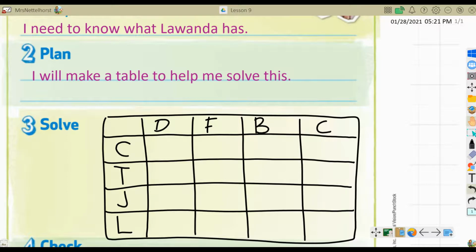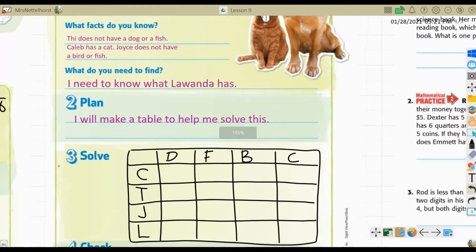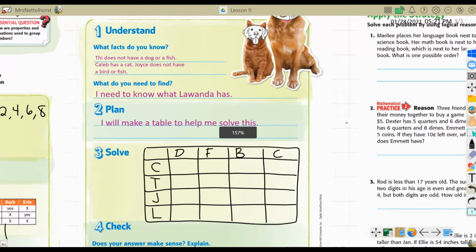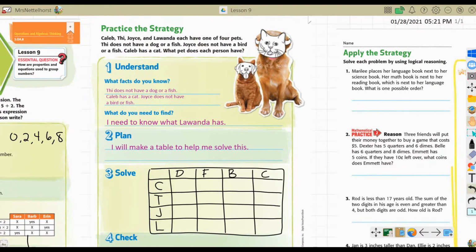All right, you know what I'm going to do? I'm going to make this a little smaller so I don't have to keep scrolling, because now all I'm doing is putting yes and X's. And I'm going to move this out of my way. Okay, so we know for sure that Caleb has a cat. So I'm going to go ahead. I'm going to switch colors too. So Caleb has a cat. So Caleb is yes for a cat.